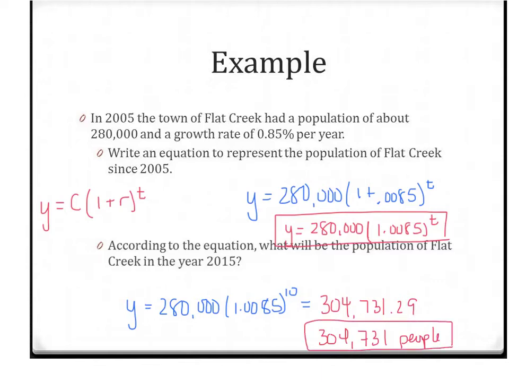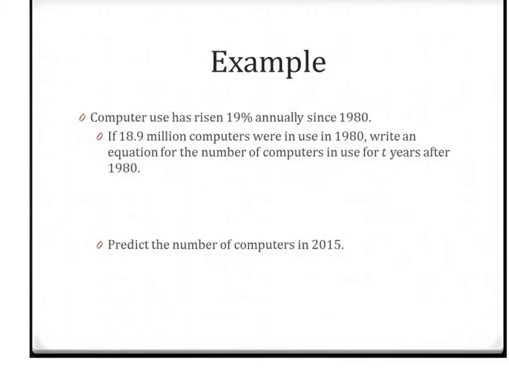So we wrote our exponential function in the first part, and we used it in the second part. So let's try that one more time. Computer use has risen 19% annually since 1980. If 18.9 million computers were in use in 1980, write an equation for the number of computers in use for t years after 1980. So again, we're going to use our general equation we wrote down.